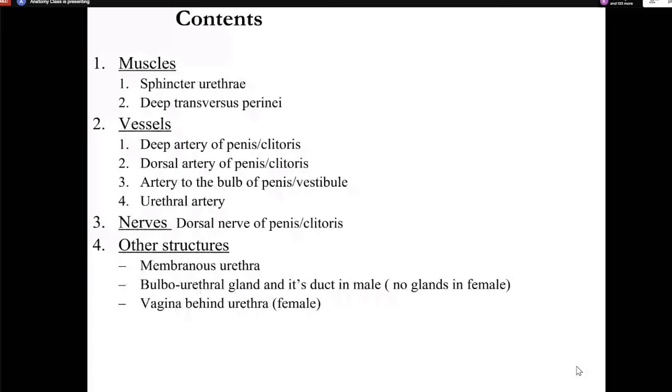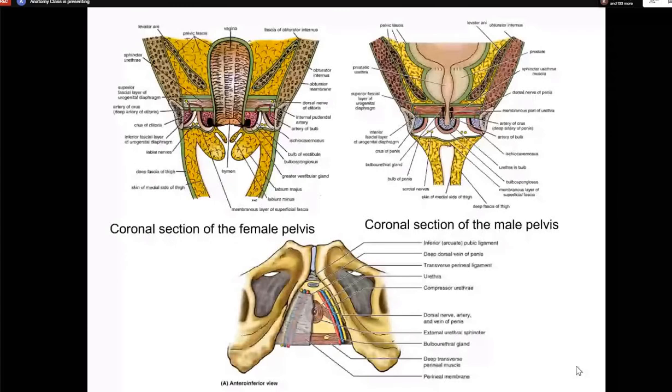So you can see in this one, we have the sphincter urethrae. Can you see? This is the deep perineal pouch present between the superior layer of the urogenital diaphragm and the inferior layer, and this is the sphincter urethrae. And next, can you see another muscle present over here, which is present transversely? This is the deep transverse perineal muscle. So these are the two muscles present in the deep perineal pouch.